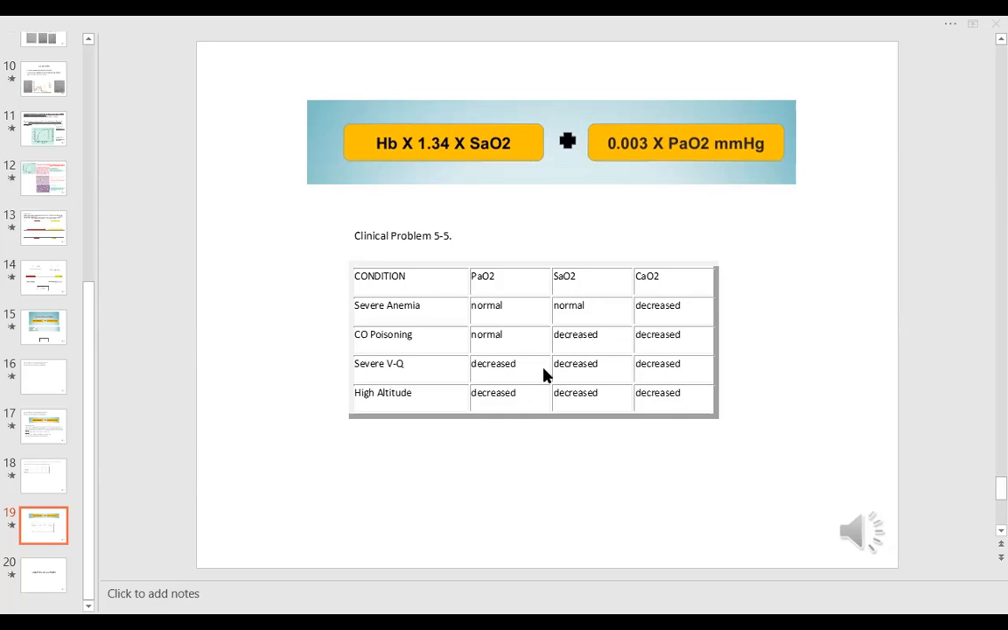Severe VQ, all decreased. All decreases. This is the amount of oxygen coming in or being perfused, ventilation and perfusion. So all these values are going to be decreased. High altitude, you have a lower partial pressure of oxygen right off the bat. So that's going to decrease all these values.